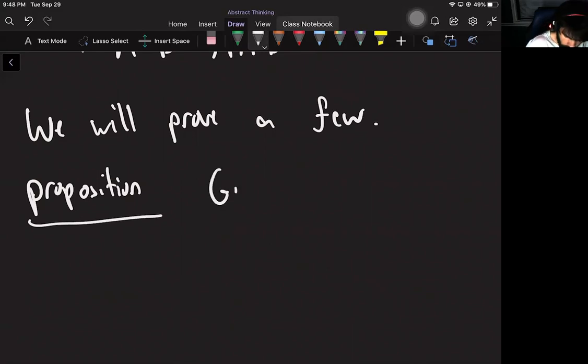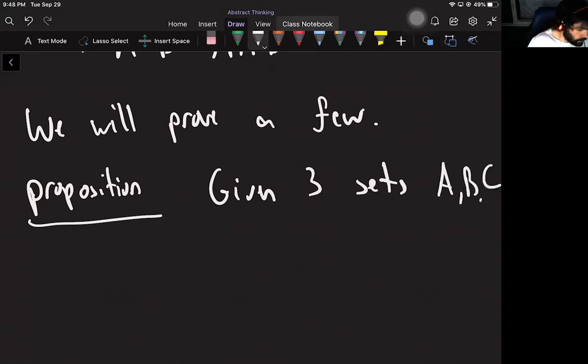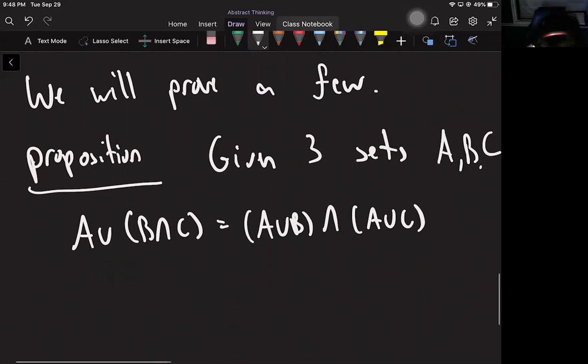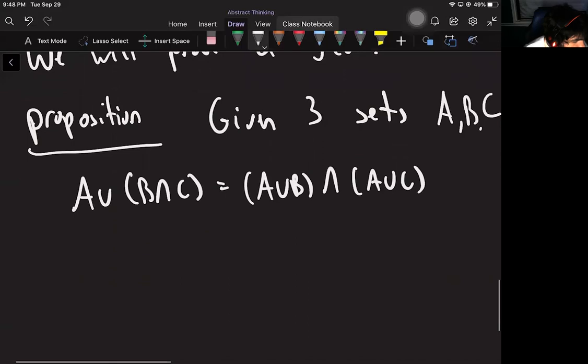Proposition: given 3 sets, A, B, and C, we're going to prove the distributive property, because that's sort of the most interesting one. And we'll do this one. The other one will probably work just the same if you just think about it the same way. Okay, so we'll prove that unions distribute over intersections, and this is the result.